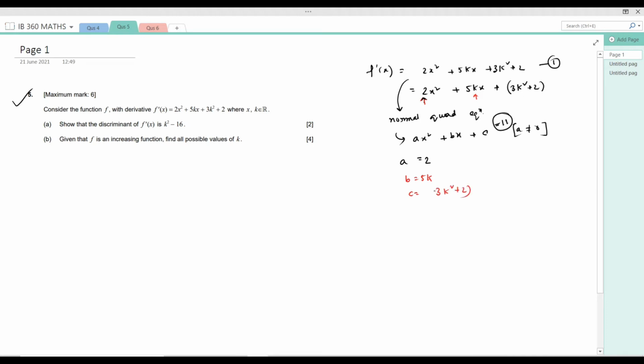Now the formula for the discriminant is b square minus 4ac. Now b square, so b is 5k whole square, minus 4 into a into c.